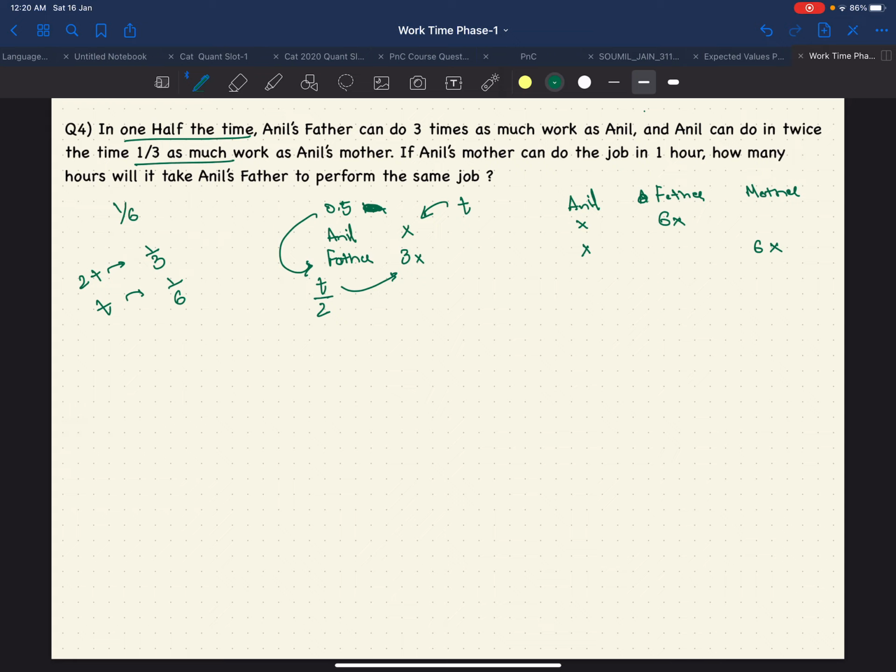Now, if Anil's mother can do the job in 1 hour, how many hours will it take Anil's father to perform this job? It is 1 hour, because we have the same ratio between Anil and Anil's father as between Anil and Anil's mother. So 1 hour is the required answer.